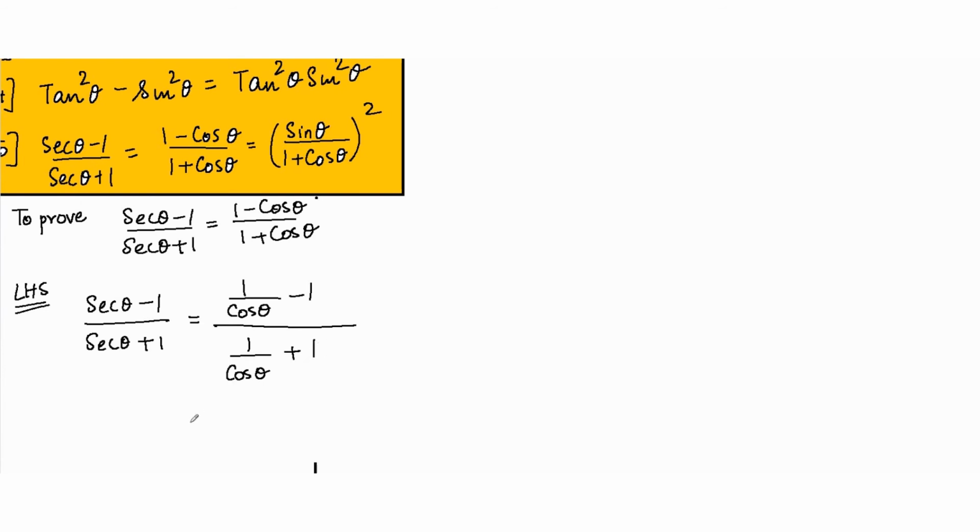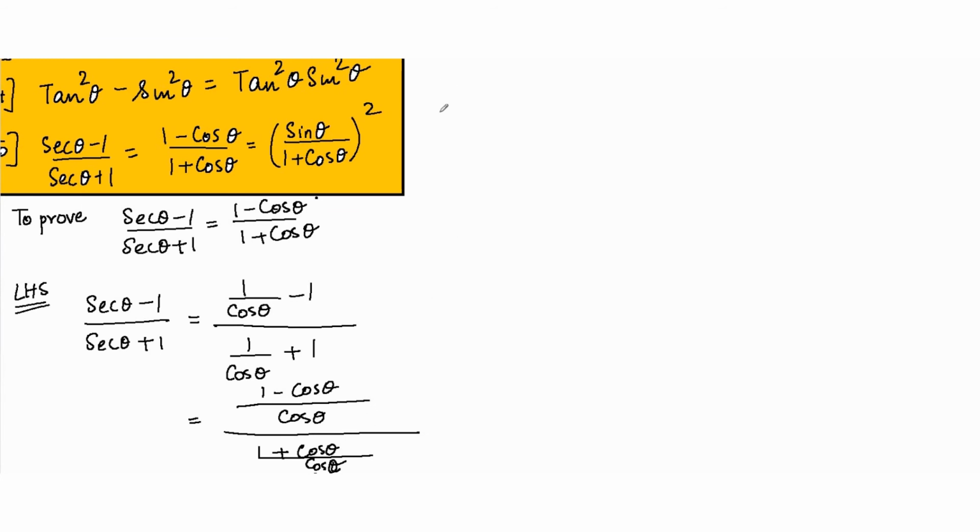I can now find the LCM. LCM of the numerator is cos theta. So I get 1 minus cos theta, that is what I get in the numerator. Divided by, look at the denominator. In the denominator also the LCM is cos theta. So the term becomes 1 plus cos theta, the whole divided by cos theta.